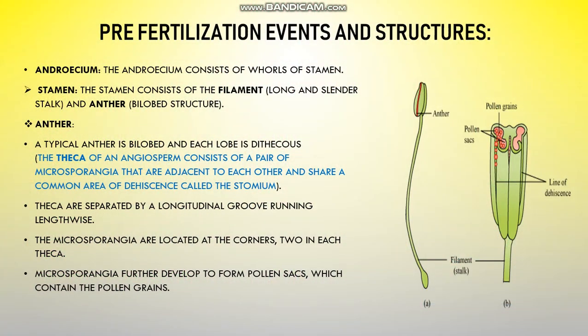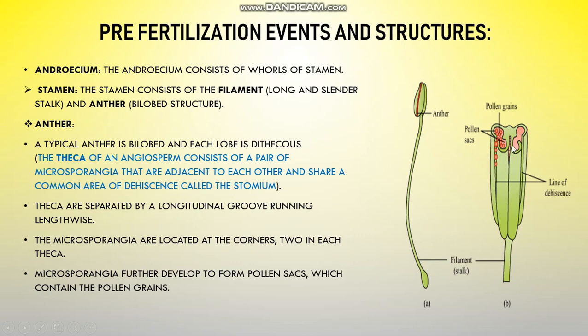Now we'll study the pre-fertilization events and structures in detail. First, we'll study about the androecium. So we studied that androecium consists of whorls of stamen. And a stamen consists of 2 parts, a long slender stalk known as filament, which is attached to the base of the thalamus or it may be attached to the petal. And at the tip of the filament is present bilobed anther.